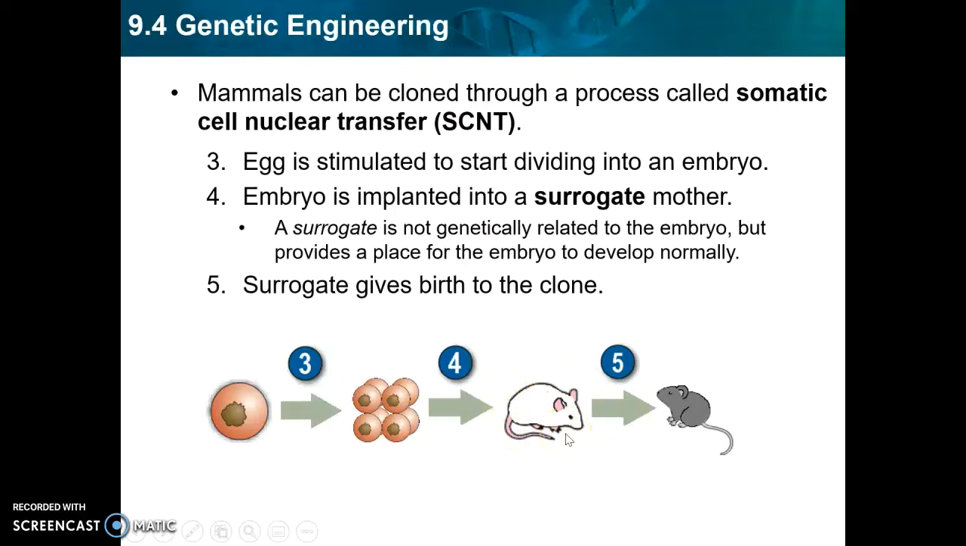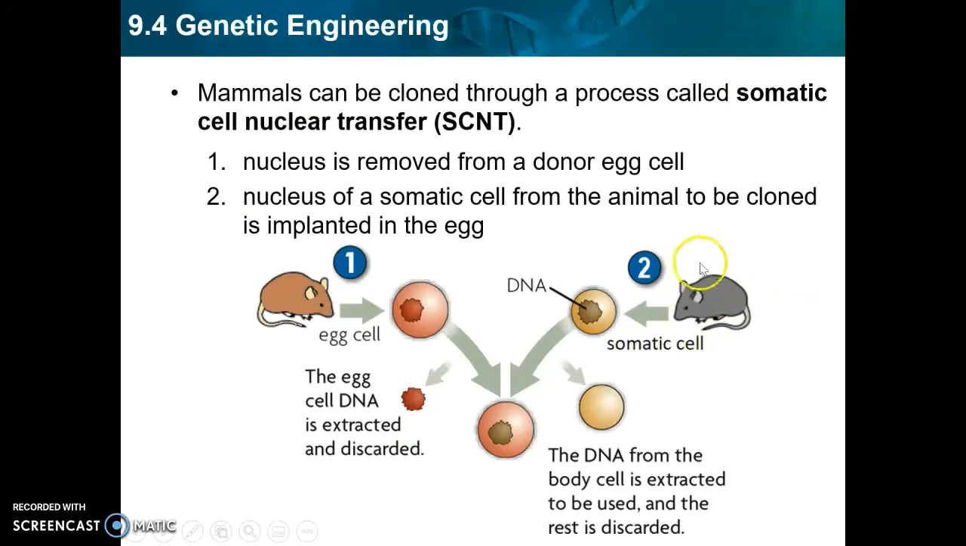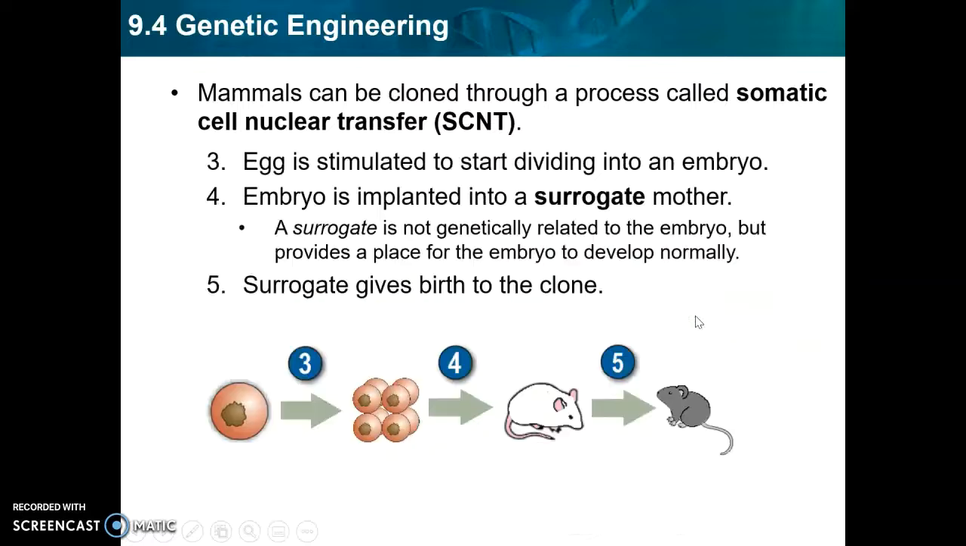The surrogate basically provides a place for an embryo to grow and develop, and then the surrogate will give birth to the clone. Now, the clone is not genetically related to the surrogate at all. The clone is a complete genetic copy of that original gray mouse that we took the somatic cell from. So that is the process of somatic cell nuclear transfer. That is the most common way to clone an animal in the lab.